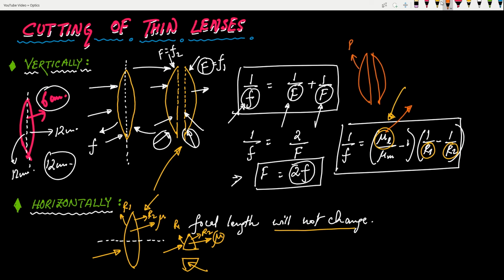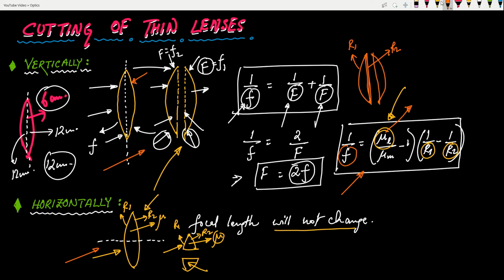See, r1 is not changing because it is similar to the original r1, but r2 is changing. R2 here is infinite, that is a plane surface, whereas if you look into this figure, this is R2, which is a spherical surface. Since R2 is changing, the focal length will absolutely change. Therefore we can see that focal length changes when we cut the lens vertically, but when we cut the lens horizontally, since neither refractive index nor radius of curvature changes, the focal length will not change. I hope the concept is clear.